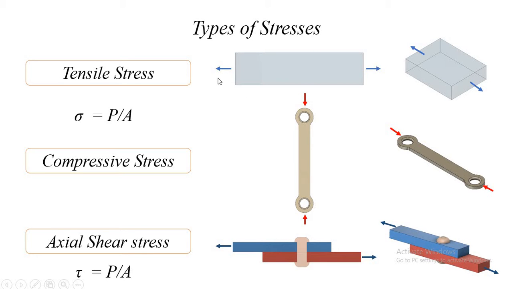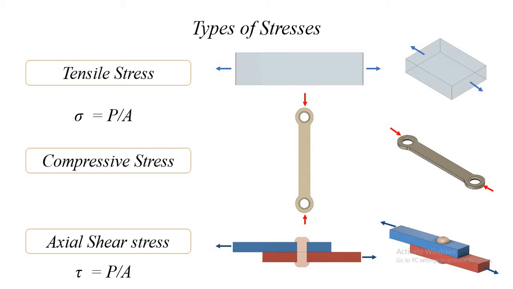Because of the pull force, the fibers in the material of the component get elongated. Tensile stress is given by the formula sigma is equals to P by A and tensile stress is positive in nature. Compressive stress. Compressive stress is developed because of compressive forces or push forces. The push forces cause the shortening of fibers in the material of the component. Compressive stresses are negative in nature and given by the formula sigma is equals to P by A.